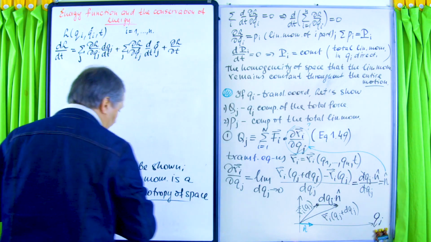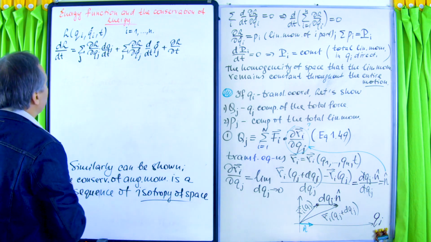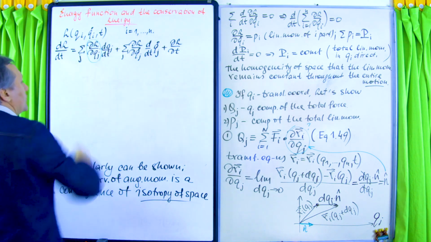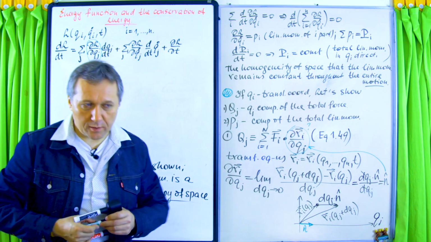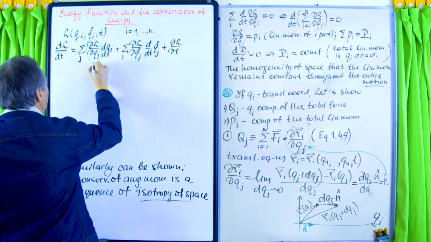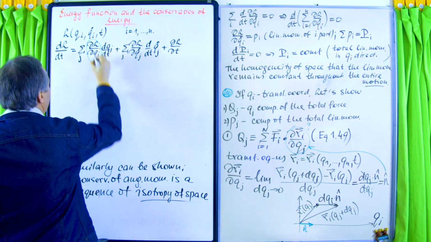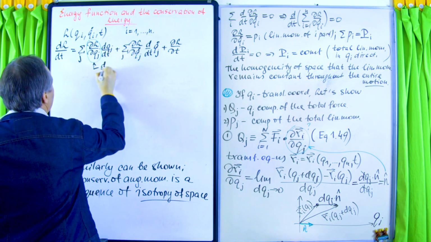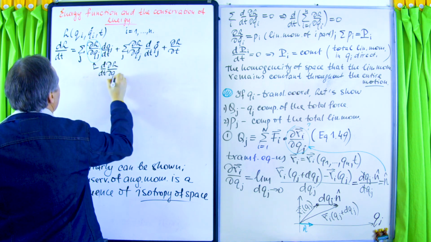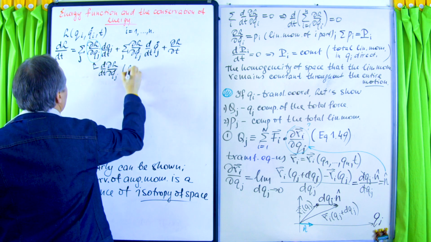Now, what else can be done? You know what? Let's use the typical Lagrange equation in order to replace this. So of course it will be equal to d over dt of the partial derivative of L with respect to qj dot. So, Lagrange equation.